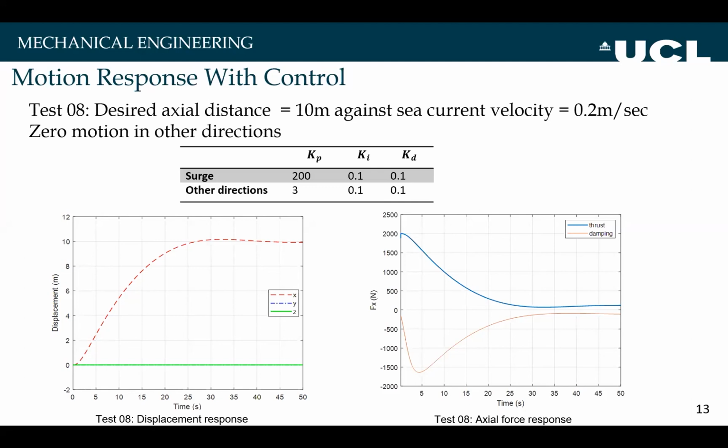From the thrust force analysis, it can be seen that the combined damping force, which was the combination of the drag forces and the resistive forces due to the sea current, had a maximum of minus 1600 Newton. So to overcome this, the thrust force was applied at a maximum of 2000 Newton, to overcome the damping forces, the resistive forces, as well as move the system towards the desired location. And obviously it was then reducing over time.